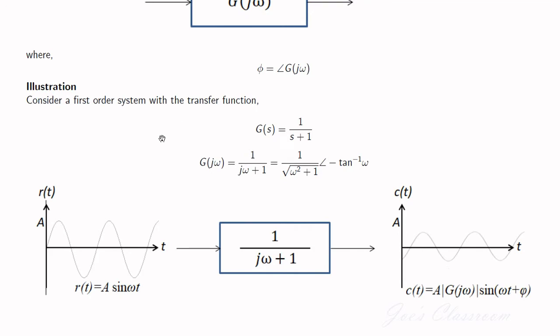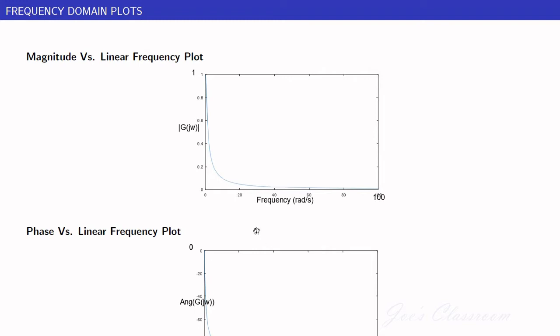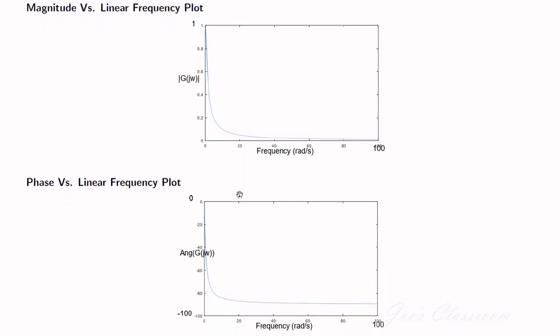With this discussion, we came to the conclusion that to understand the behavior of an LTI system for a sinusoidal input, it is sufficient to understand the variation in the magnitude of G(j omega) and the angle of G(j omega) with respect to the frequency. So this made me plot two plots. One we call the magnitude plot and the other one we call the phase plot.